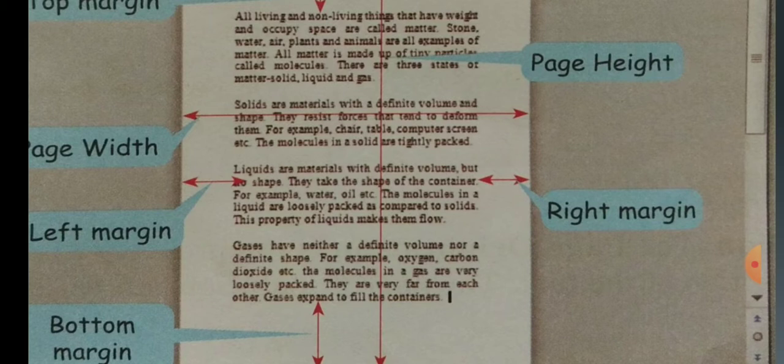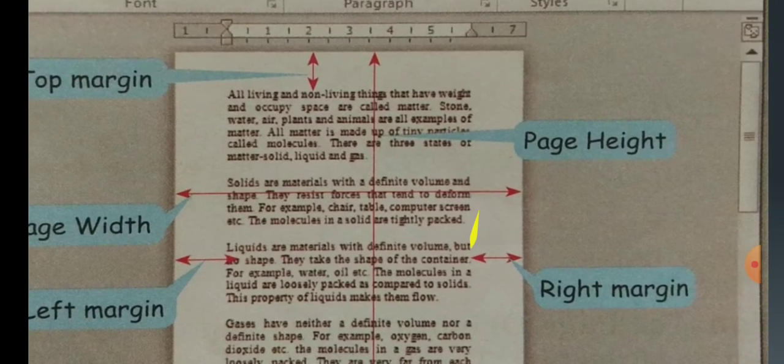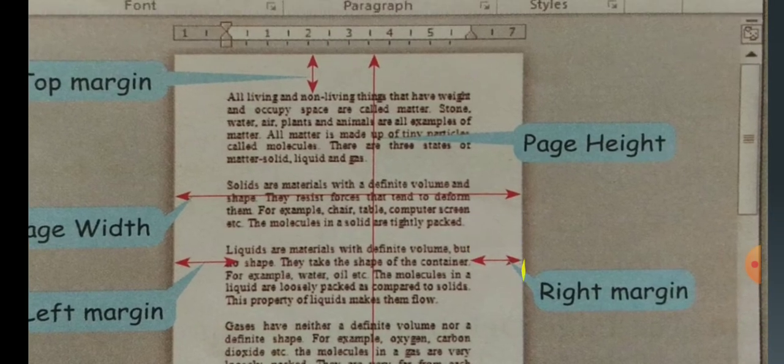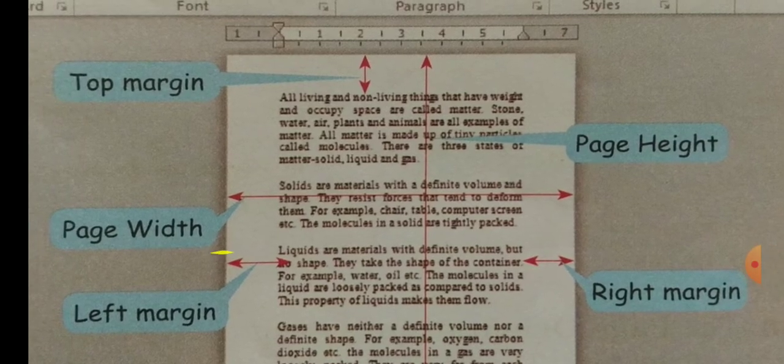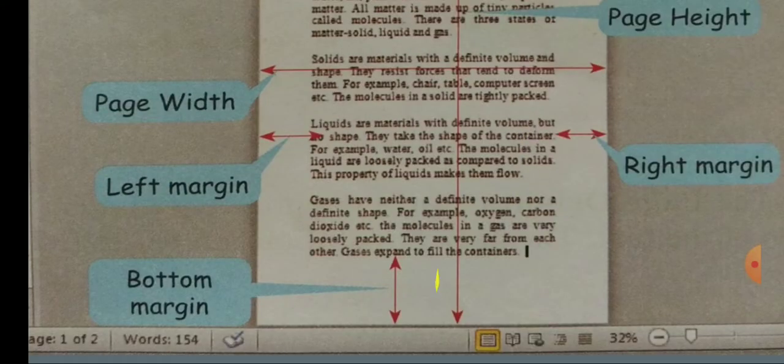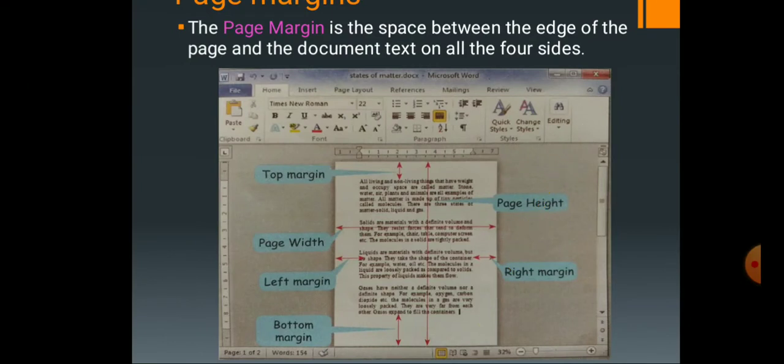Can you see, children? This is the edge of the document, and this is the edge of the page. For our page, this is the edge. For our document, this is our edge. So, the space between these two portions is called page margin. Here also, this is called top margin. Here, this is left margin, and at the last, we can see the bottom margin. So, these are called the page margins.